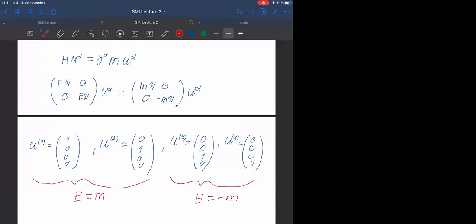There is something here that strikes our eyes immediately when you look into these solutions. Can you guess immediately? So how many positive and how many negative energy solutions do we have? We have pairs. So there is here a double degeneracy, right? So these solutions are degenerate.